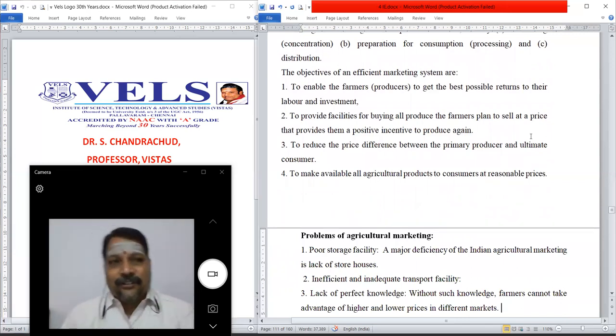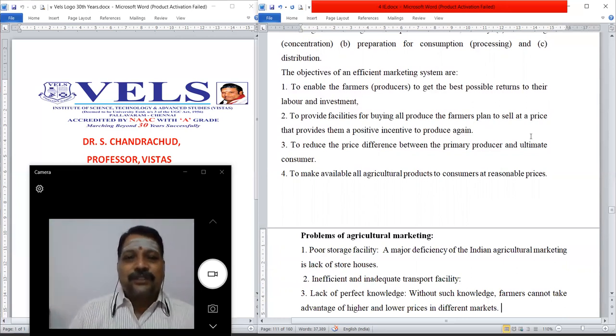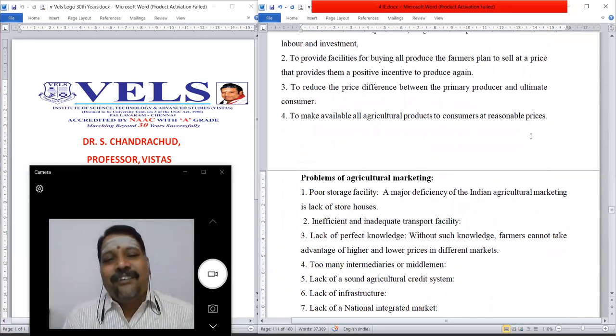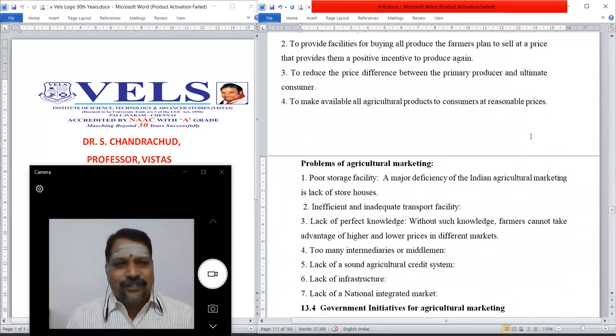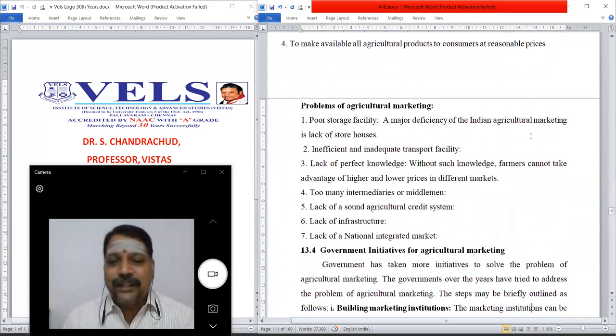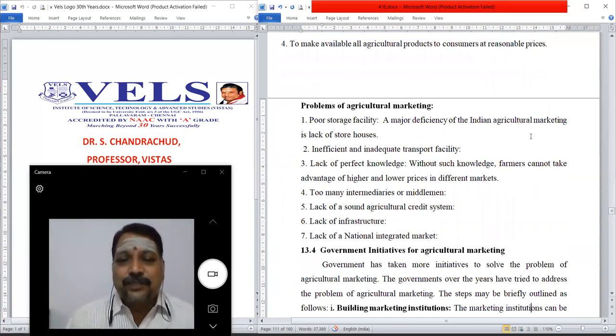So, in order to achieve these objectives, the government of India has initiated a lot of schemes, but there are a lot of shortcomings. We may say these are the problems in agriculture marketing. What are the problems in agriculture marketing? Some of the reasons I have listed here. The first one is poor storage facility. The major deficiency of Indian agriculture marketing is a lack of storage houses with the farmers.